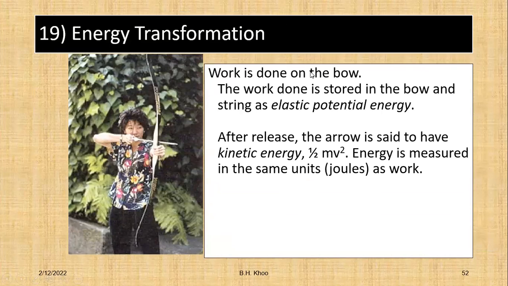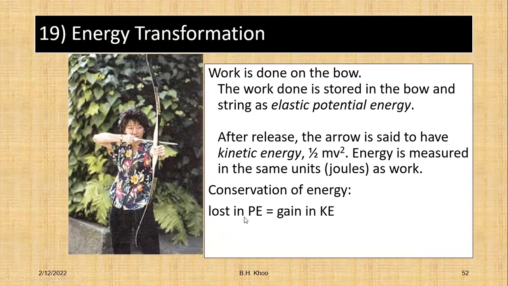Right? Work is done on the bow. Right? You want to send an arrow out. Work done is stored in the bow and the string as elastic potential energy. So when you release it, the arrow is said to have kinetic energy. Okay, so by conservation of energy, loss in elastic potential energy equals gain in kinetic energy. Right? You can rewrite that.